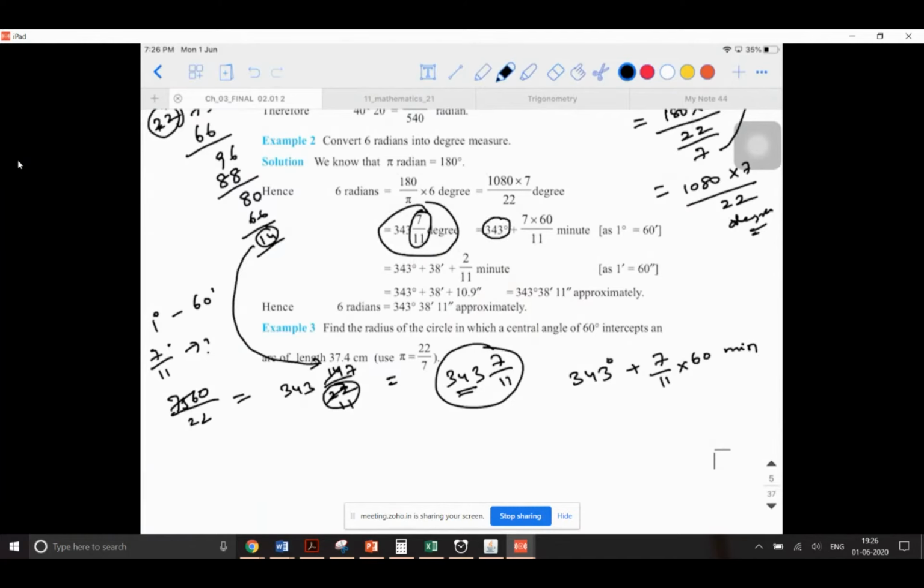Here it is 343 degrees plus 7 into 60 by 11 minutes. So that is 343 degrees plus 7 into 60 is how much again? 420. Right. So 420, if you divide it with 11, what you need to do is write this 7 into 60 by 11 in the mixed fraction format. I hope it's clear. So 420 you are going to divide with 11.